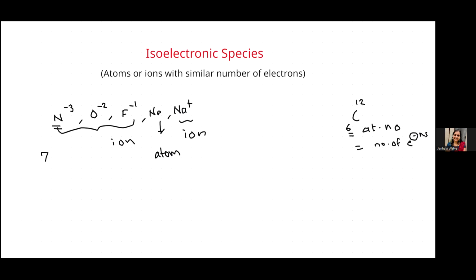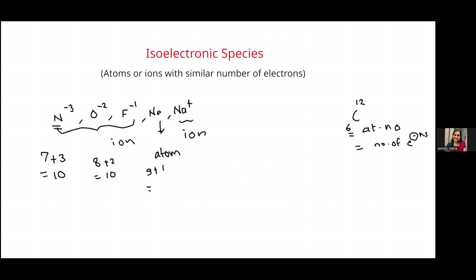Now what to do about this minus 3? We will add this 3. Why add this 3? Because it is minus 3, and the minus sign represents the charge of an electron. One electron represents minus 1 charge. So if we are adding electrons, we have to add plus 3 and not minus 3. So that is 10. What about oxygen? The atomic number of oxygen, or number of electrons, is 8. Plus 2, we get 10. What about fluorine? The fluorine atomic number is 9 plus 1, that is 10.